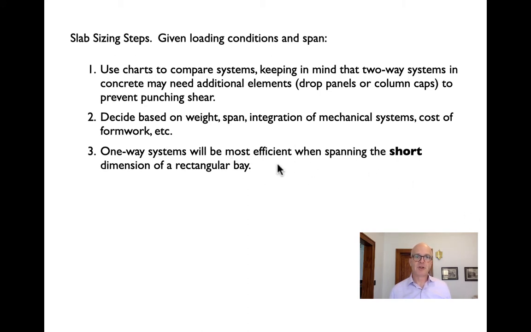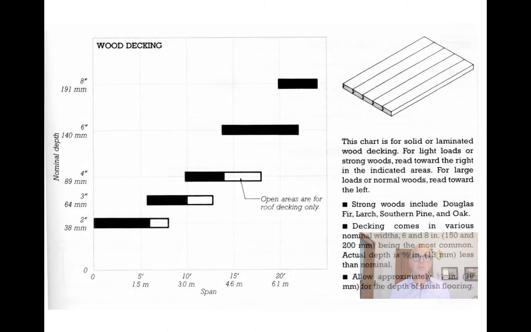If we have a rectangular bay, then we're looking at spanning the short direction with our joists as well. So the charts, remember, we have a span typically at the bottom, and we're going to have information about the depth and what that depth is composed of going up the vertical axis.